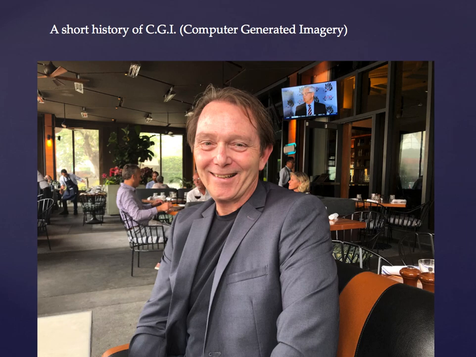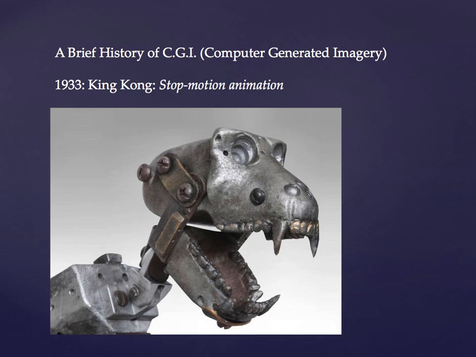We've talked about independent movies and Quentin Tarantino and the Coen brothers and all of that, but CGI heavy movies are really the thing that's driving the business. So let's do a short history. We're going to start off before, actually pre-CGI, with King Kong. And King Kong used stop motion animation.